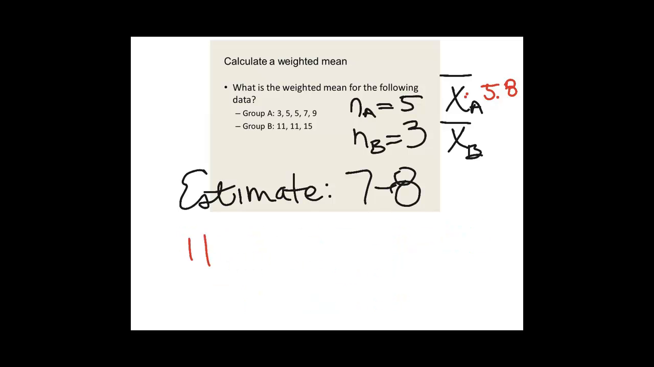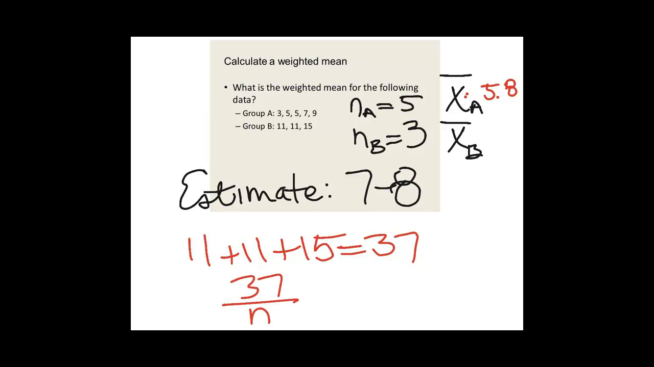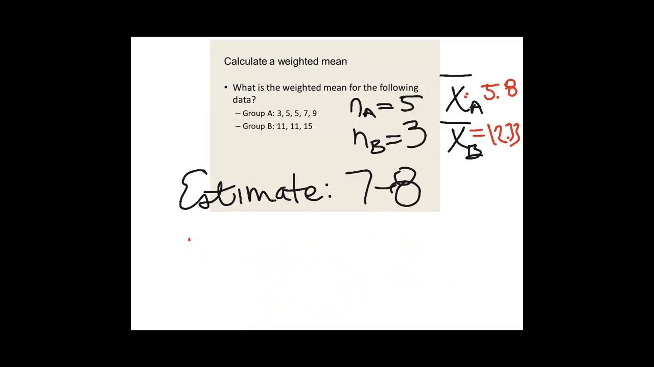Next, we're going to find the average group B score. 11 plus 11 plus 15 equals 37. 37 divided by 3 equals 12.33333, repeating. So now I know that my weighted average must be between 5.8 and 12.3. So I expect, again, an answer somewhere around 7 to 8 because of group A's larger N.